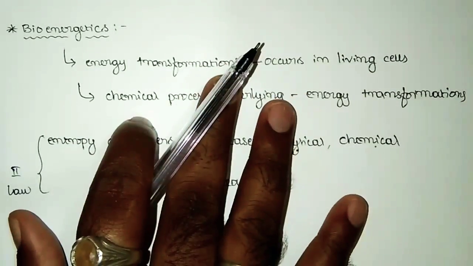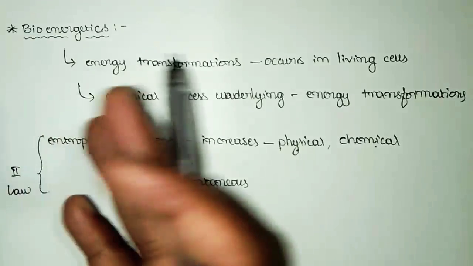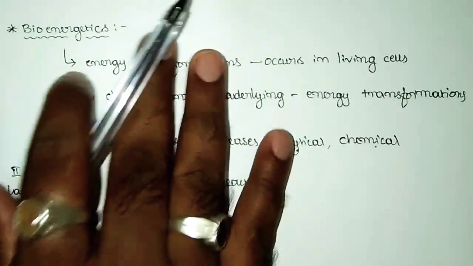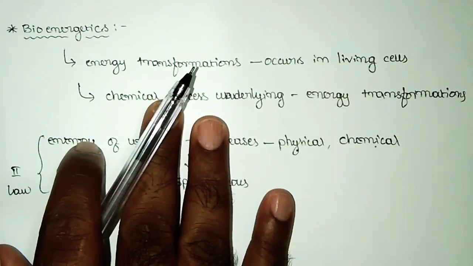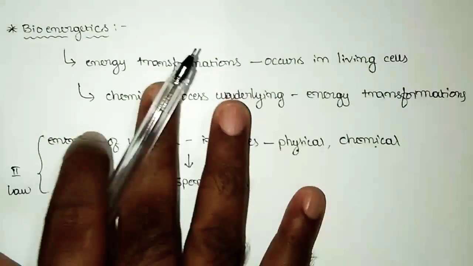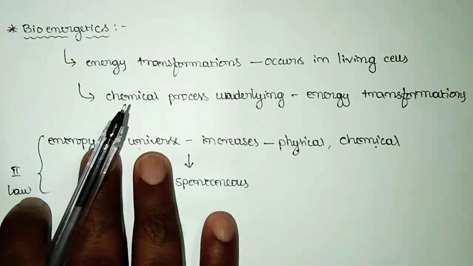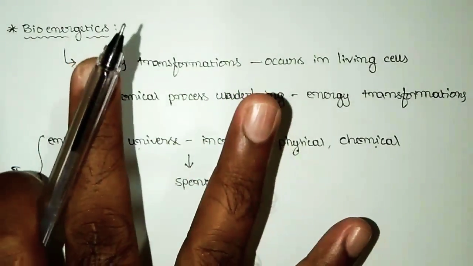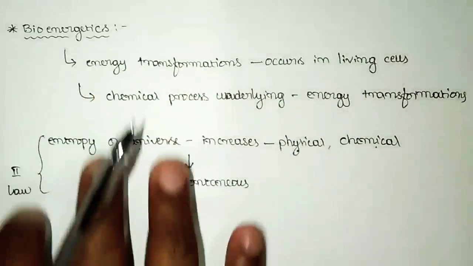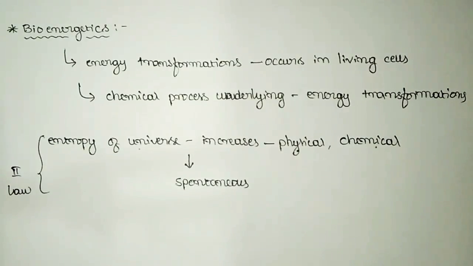But we said in bioenergetics our main intention is to understand the energy transformations that take place in cells. We said living cells have the capability to transform one form of energy into another form. The energy transformation will actually occur in 3 stages, so we shall learn that under the heading of stages of energy transformation.